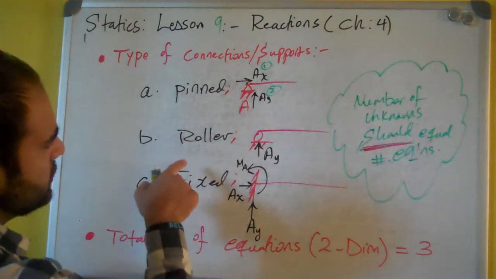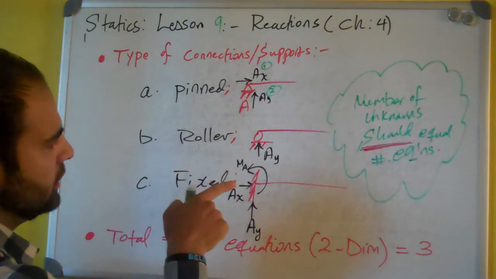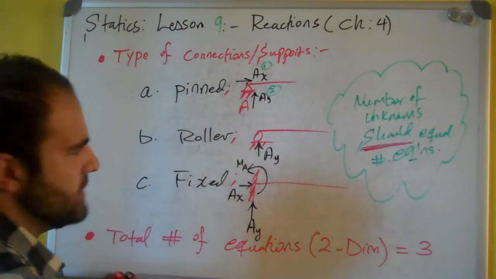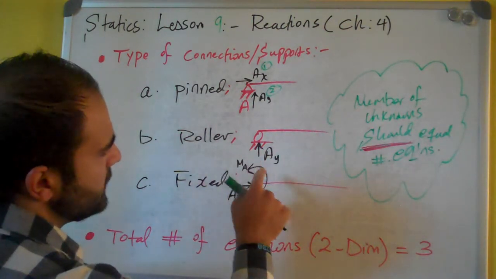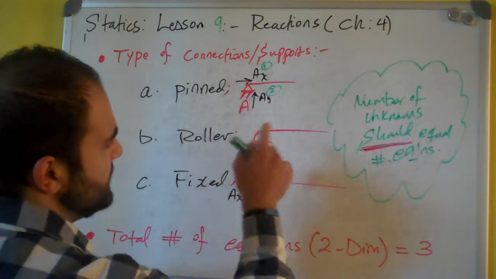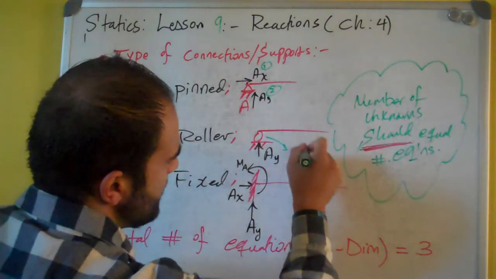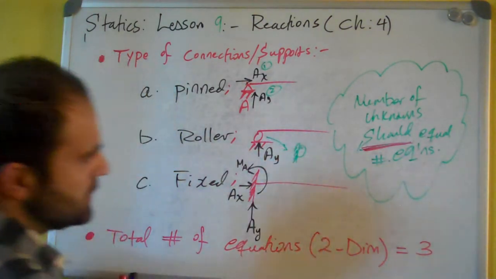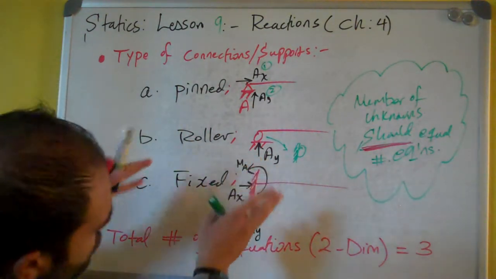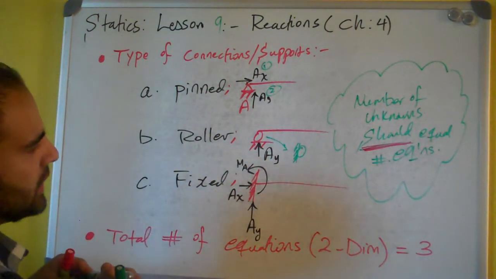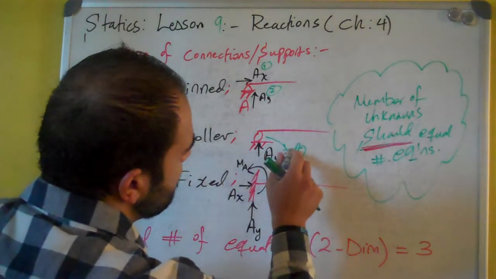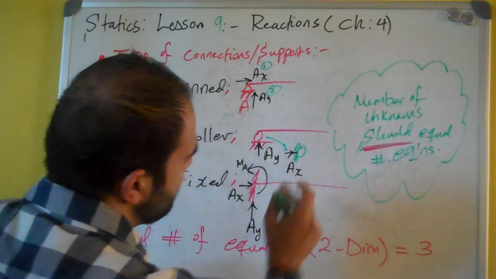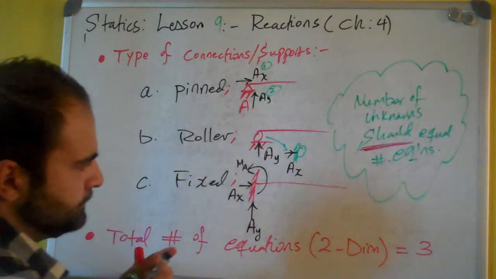You have roller or hinge, sometimes. You have one unknown perpendicular to the surface. So if this looks like this, rotated, so that will be rotated counterclockwise or clockwise 90 degrees or pi over 2. That's your reaction in this case.